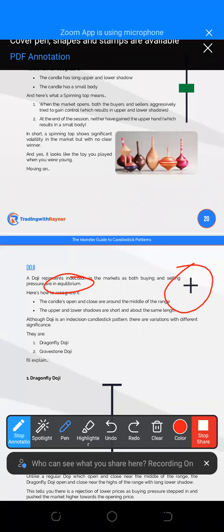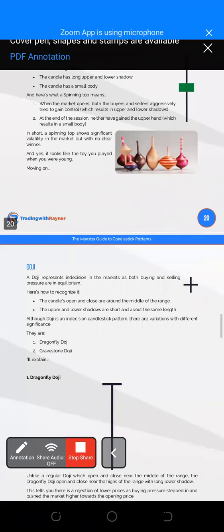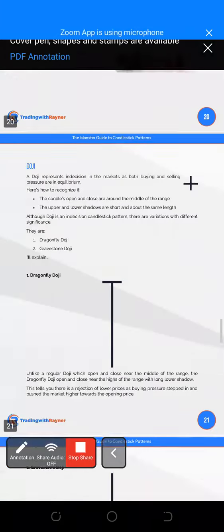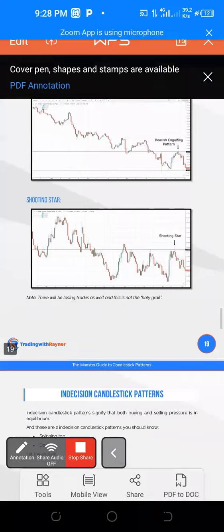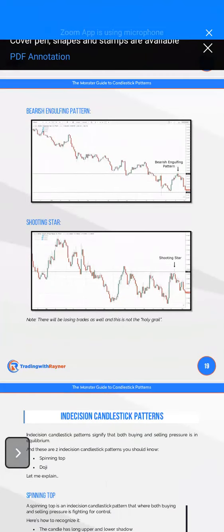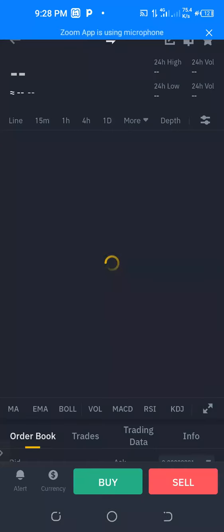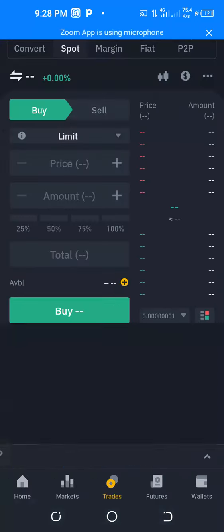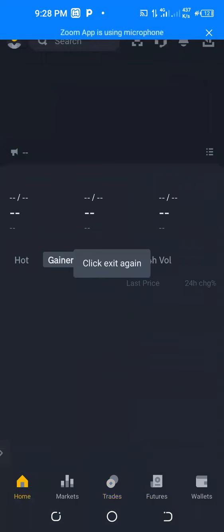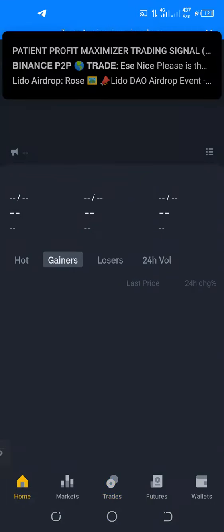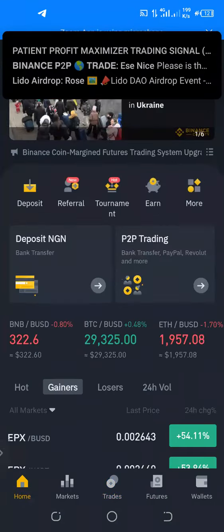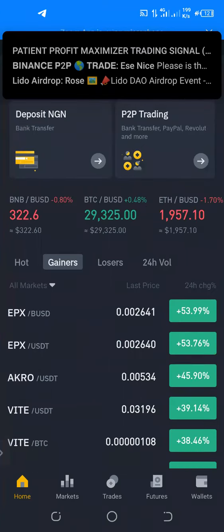Doji or gravestone doji, what do they mean? Look at it. Now I want to try, let me try and stop here. I want to share a live chat so that we'll be able to spot what we are saying. Let me quickly share a live chat. I am logging into my Binance. Let me try to look for, okay, let me check Bitcoin.